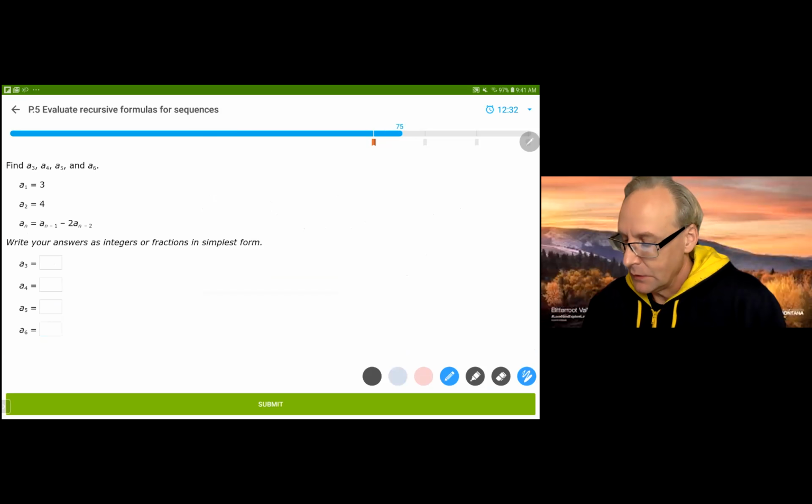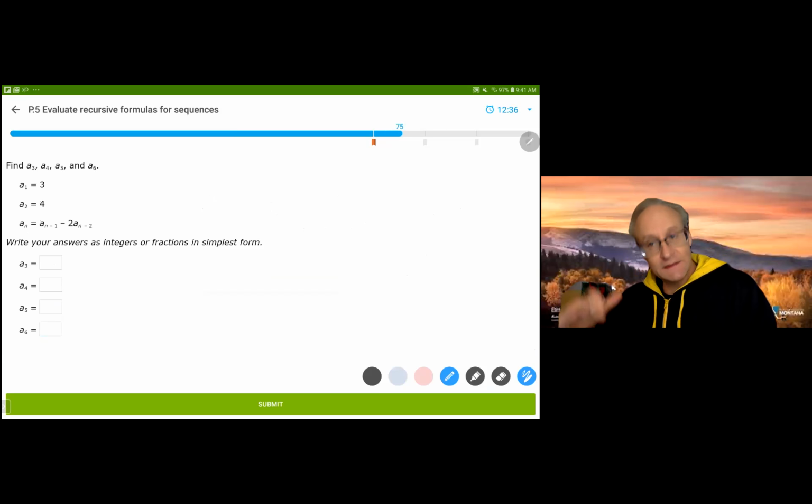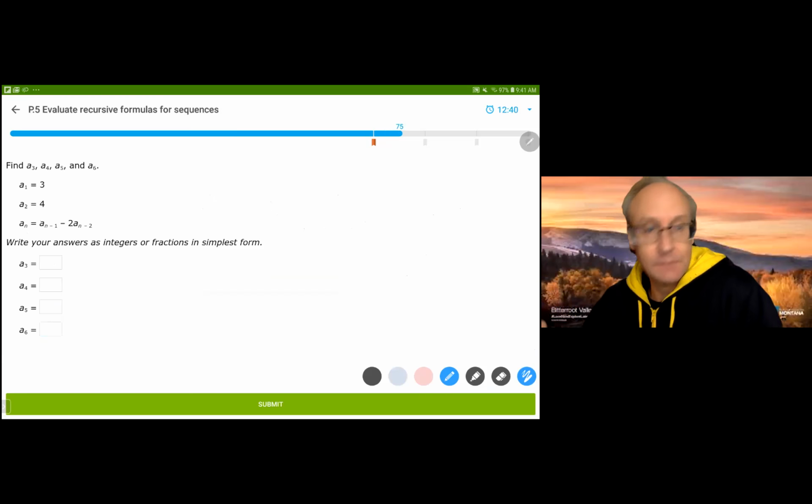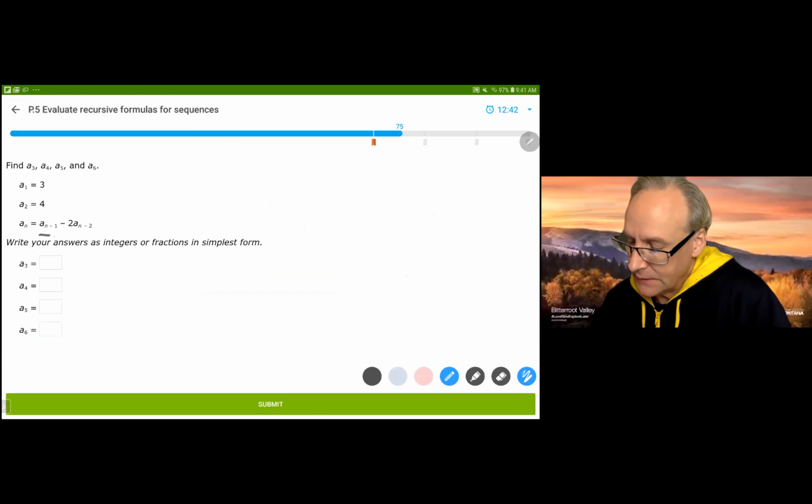Okay. Now we are going to subtract the last number, and then we're going to take away 2 times the number before that. So it's telling you exactly what to do. So let's write them. I'm going to write them down here so I have a little more space. So I've got A1 is 3, and A2 is 4.